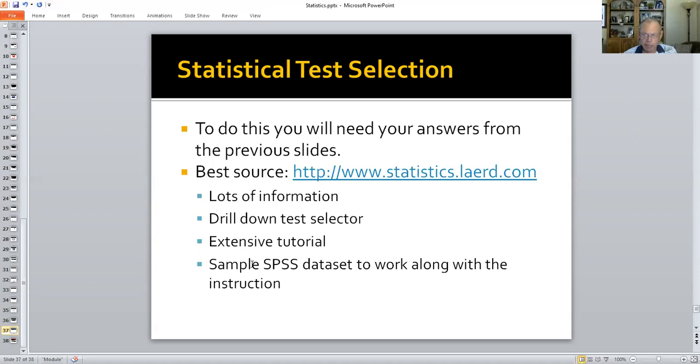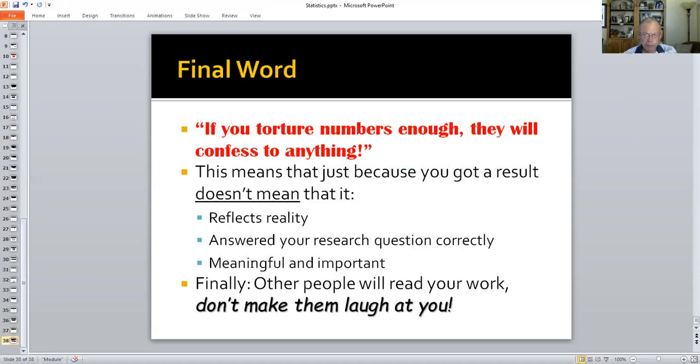Okay, last slide. Hooray. Final word. I never came up with this saying, but I love it. The saying is this: if you torture numbers enough, they will confess to anything. What in the world does that mean? It means that just because you get a result, I mean, you can put the wrong numbers into the box and you'll get something, depending. That doesn't mean this reflects reality, that you answered your research question correctly, that it's meaningful and important. Garbage in, garbage out.